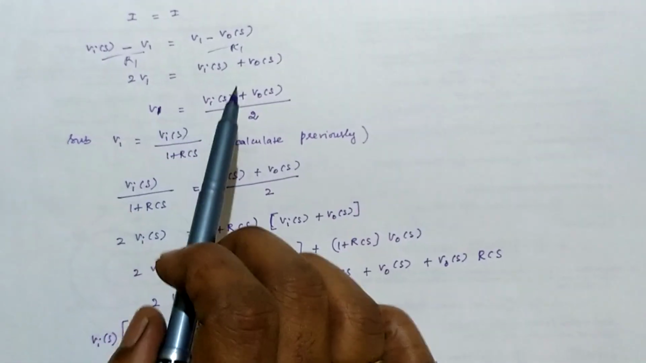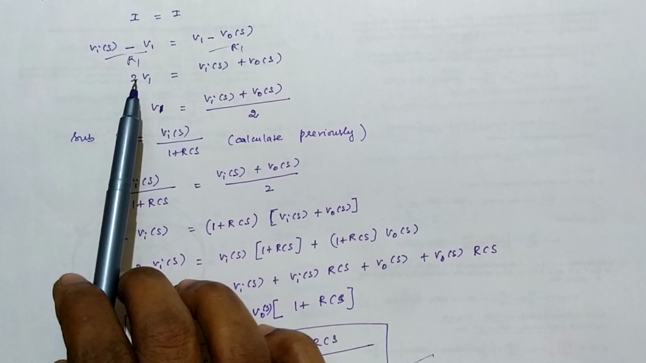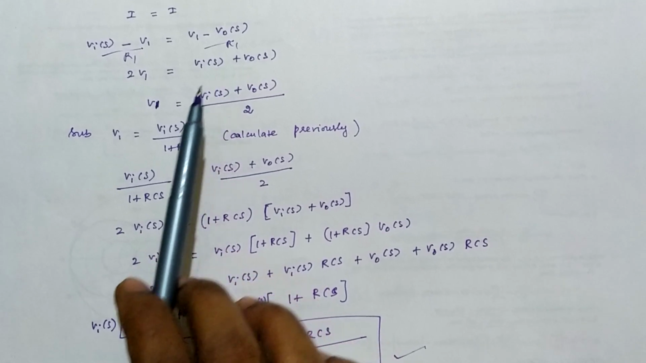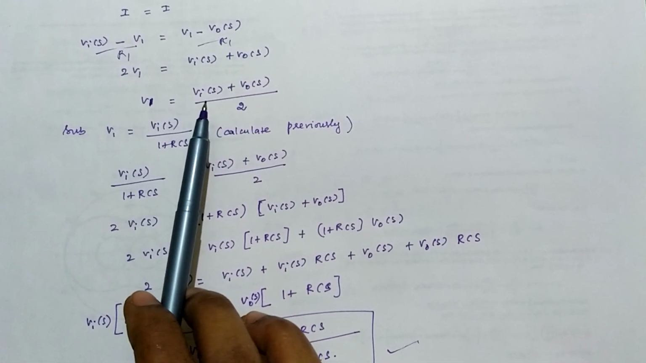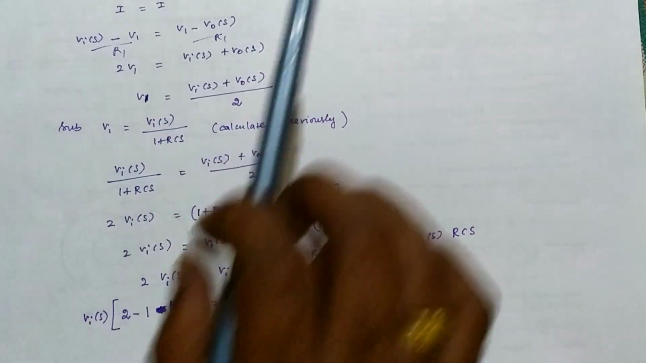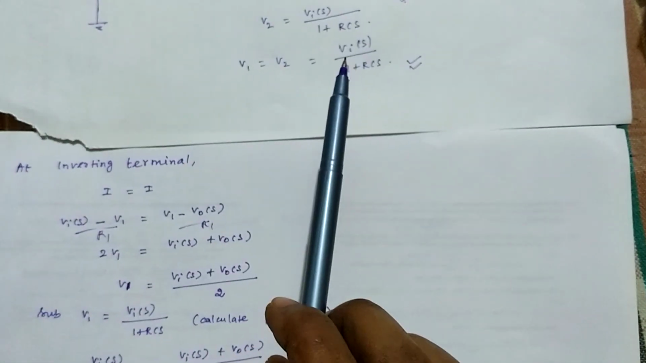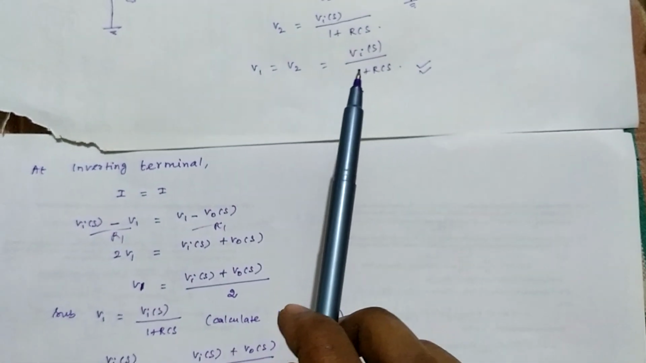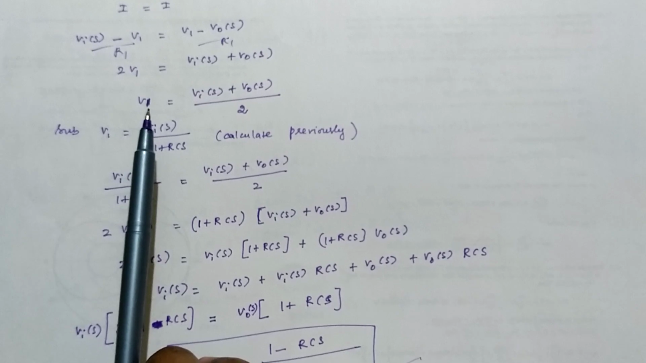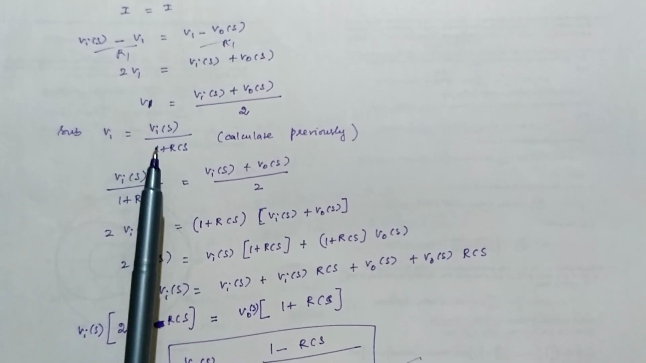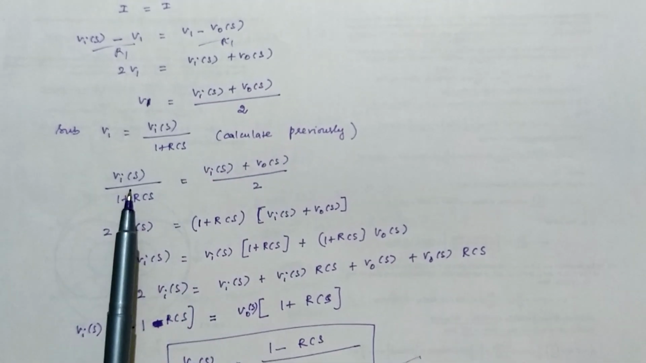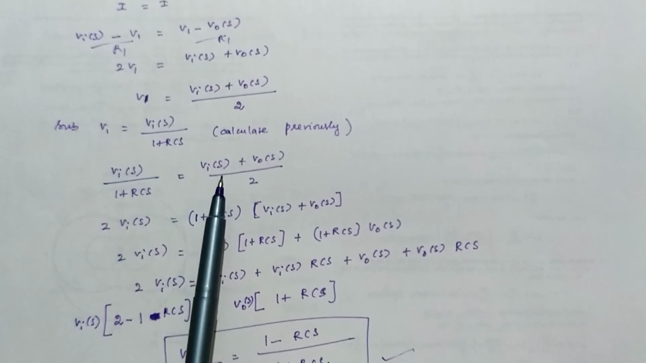So both are divided by R1, and both R1 cancel. So we have 2 times V1; bringing it to the left side, 2 times V1 is equal to this. So V1 is equal to Vi plus V0 divided by 2. Now previously we calculated V1 is equal to Vi divided by 1 plus RCs. So we compare both and gradually simplify.